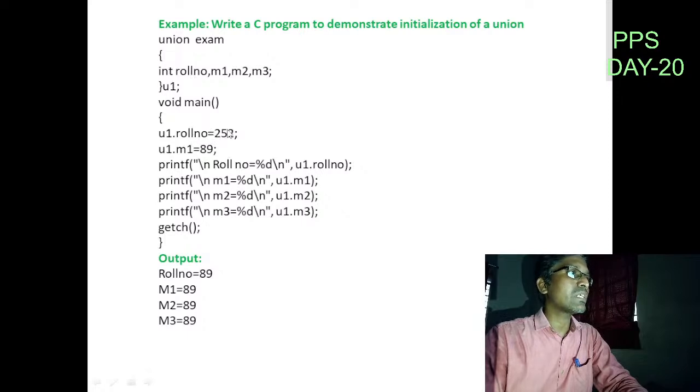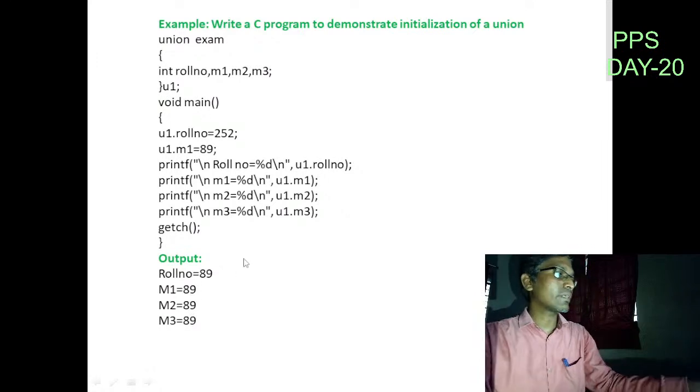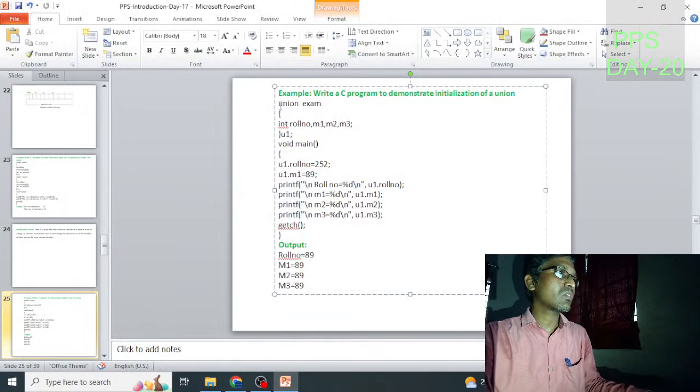If you are trying to initialize more than one member, for example, I am initializing u1.m1 equal to 89. According to unions, the union members can be initialized only one member at a time. So if you try to initialize more than one union member, what happens? The last value we assign to the union member will be assigned to the remaining members also. Let us execute this code so that we understand it very easily.